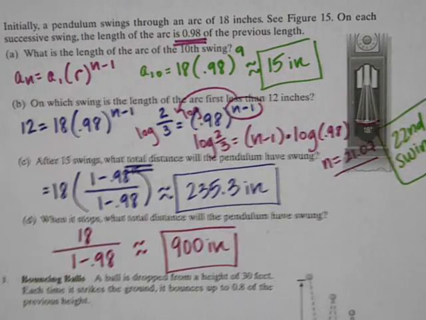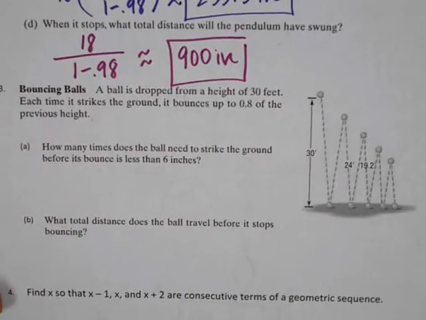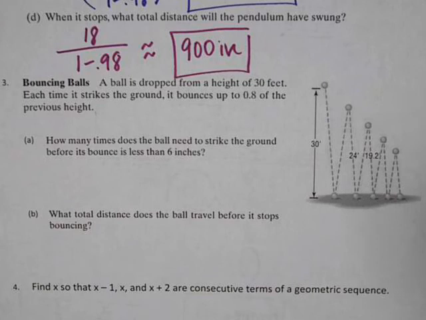Okay, another application. This one's about bouncing balls. A ball is dropped from a height of 30. Every time it hits the ground, it bounces up 0.8 of the previous height. So this is geometric, obviously, where the r is just 0.8 because you're multiplying by 0.8 every time. So how many times does the ball need to strike the ground before its bounce is less than 6?